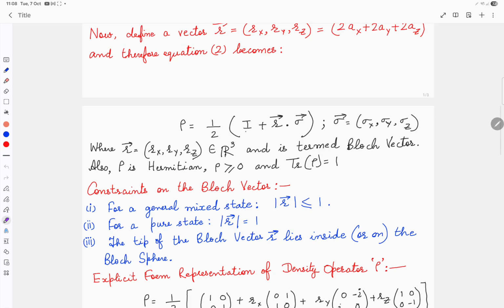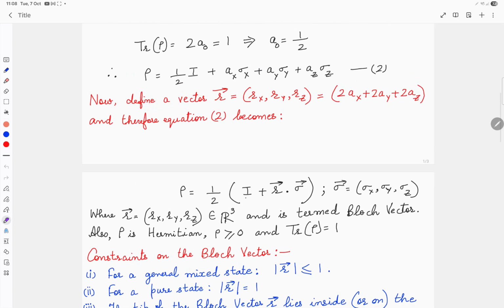Now we have this expression here in terms of equation number 2, where the density operator is expressed in terms of the identity matrix and the Pauli matrices, and we have derived this compact expression of the density operator equal to half I plus the inner product of R and sigma.